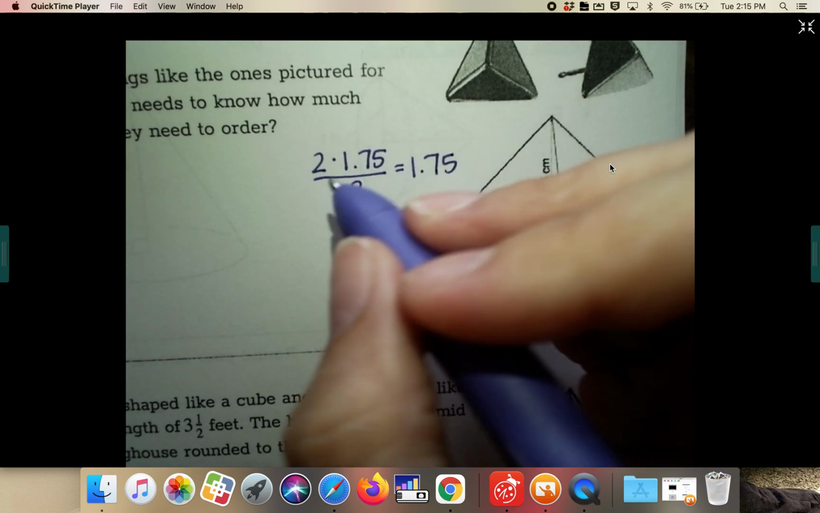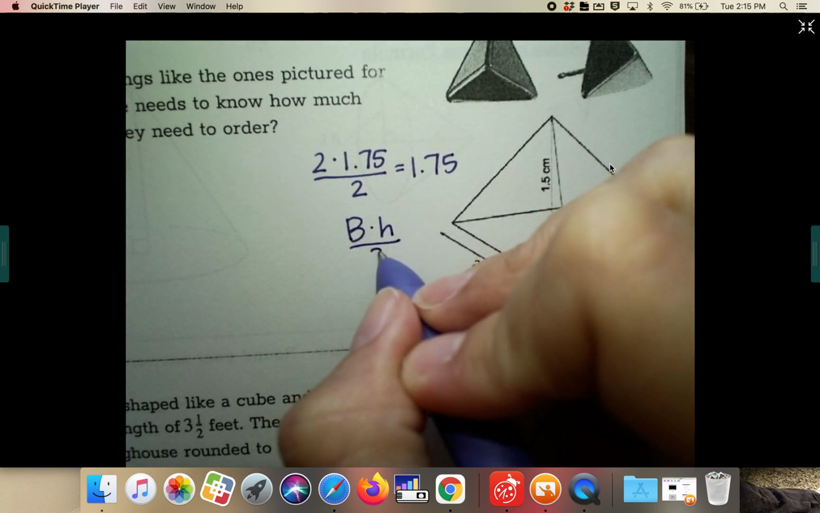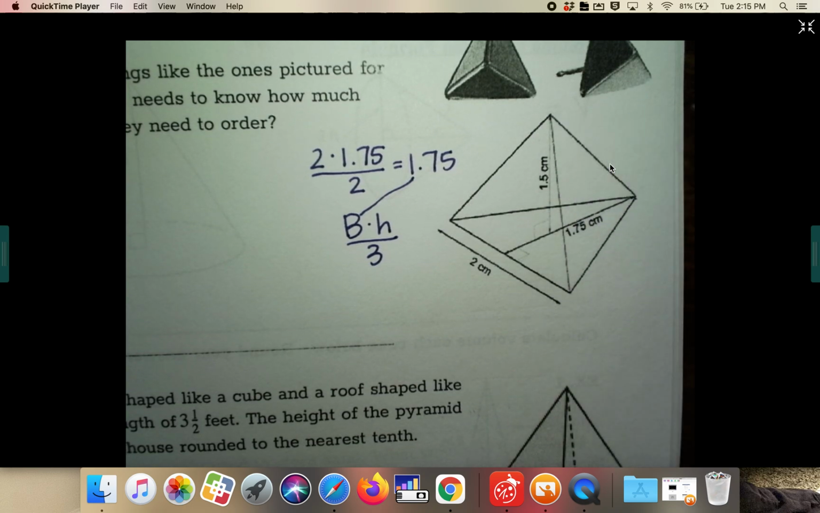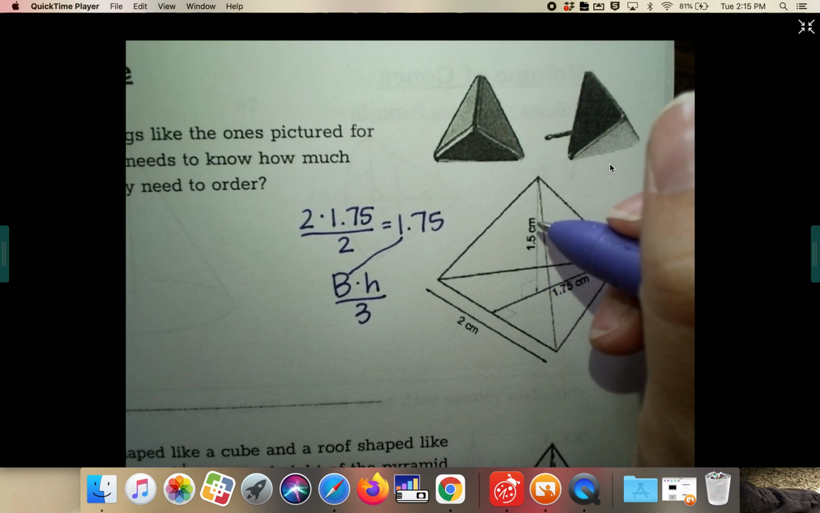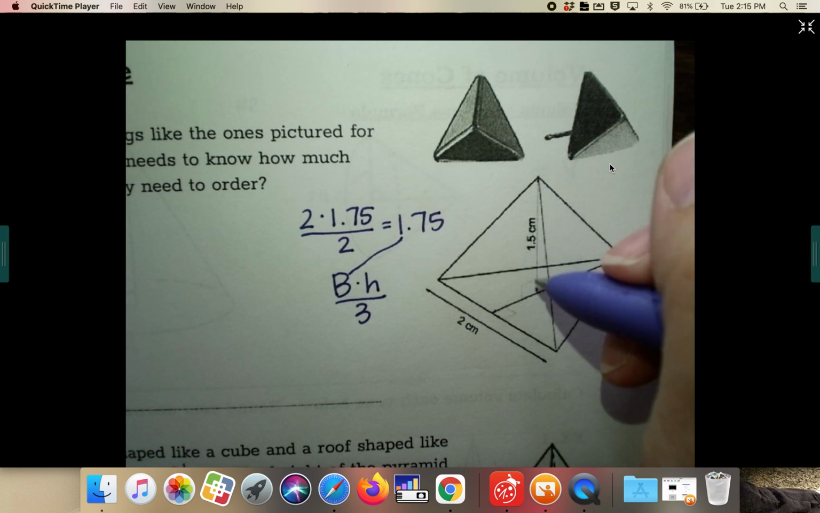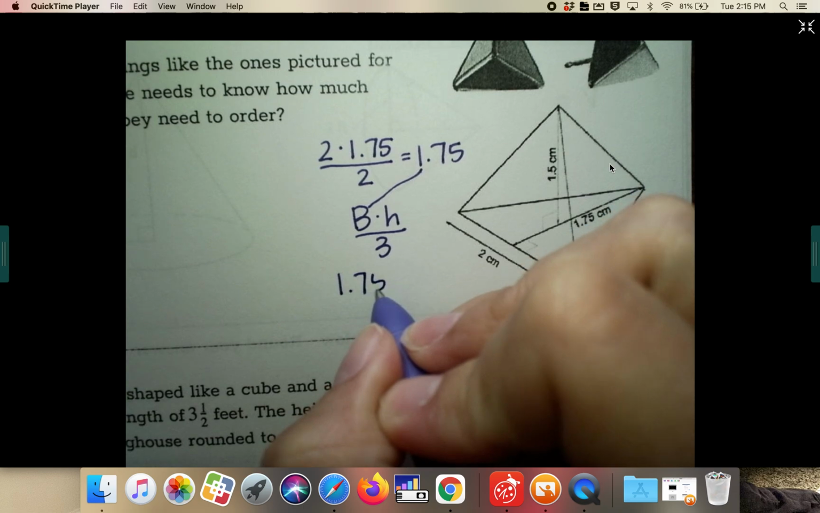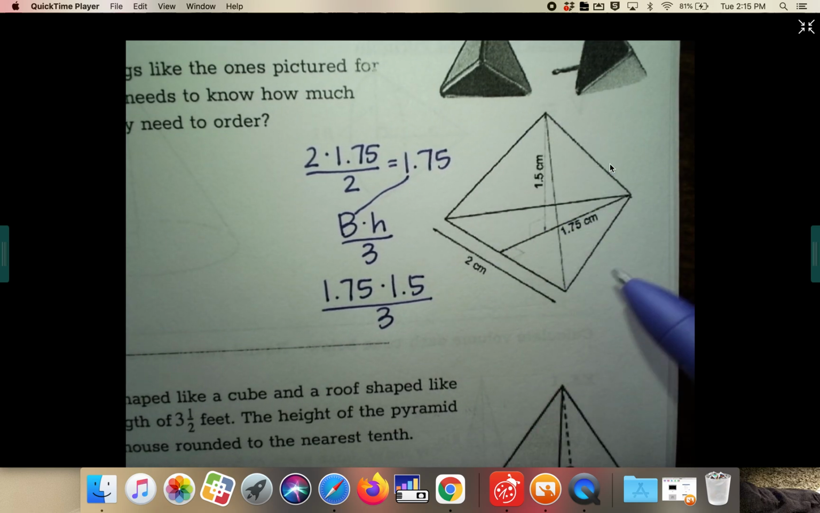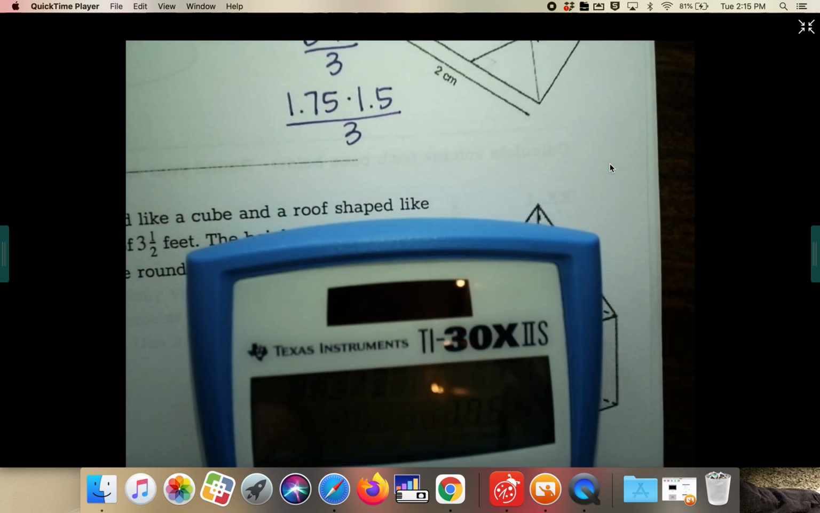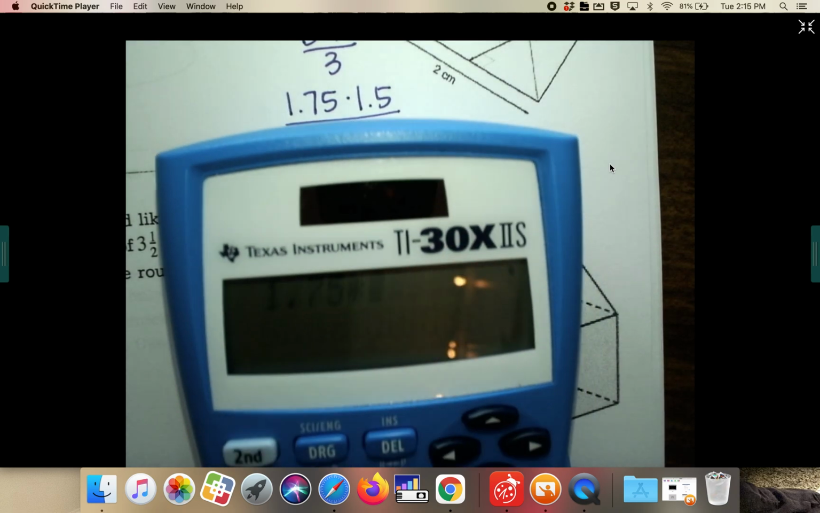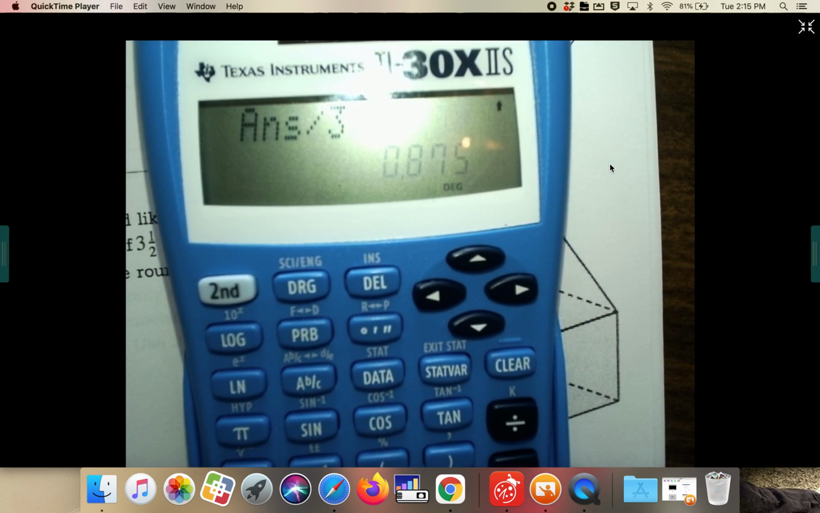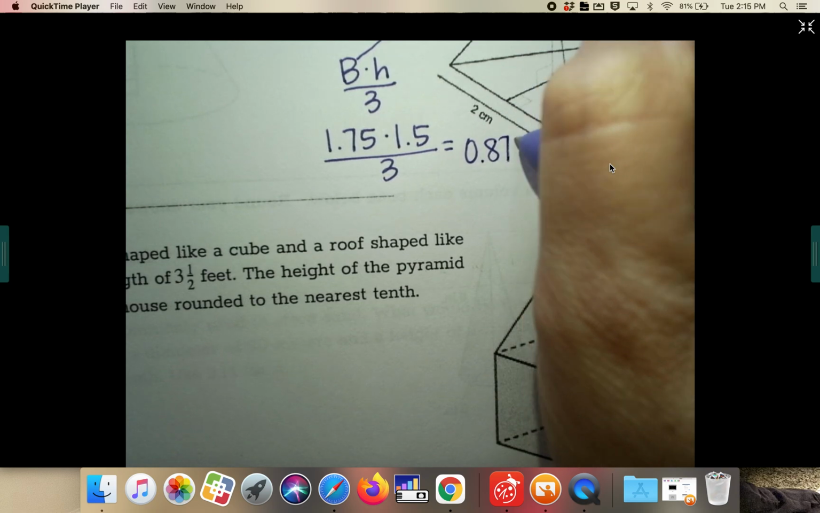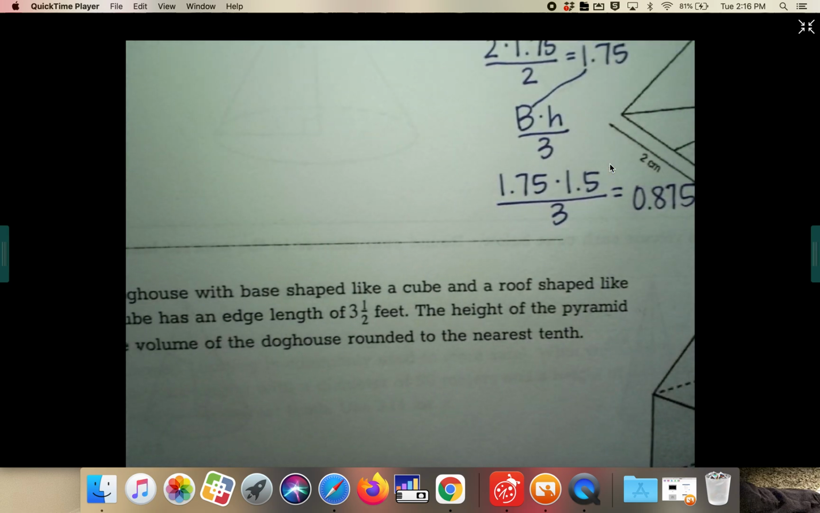So remember, in order to find volume, it's base times height divided by 3, and we just did the base. The base is 1.75. The height is from the center of the triangle straight up. That is the 1.5. So we're going to take 1.75 times 1.5 and then divide by 3 to get the volume of one of these earrings. So 1.75 times 1.5 divided by 3, 0.875. So this equals 0.875, and that is centimeters cubed.